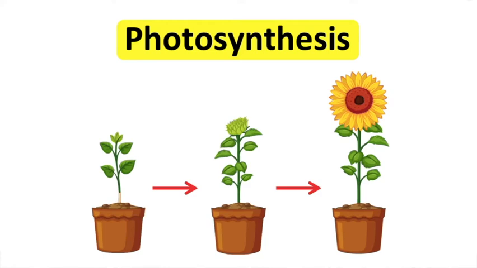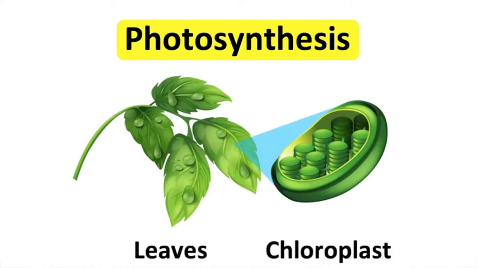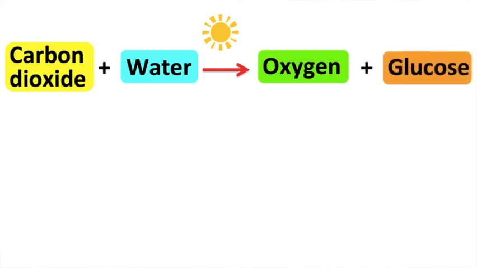Plants are producers. This means that they are able to make their own food. They do this by the process of photosynthesis. Photosynthesis takes place in the leaves of plants, specifically in the chloroplasts of leaves containing chlorophyll. The equation for photosynthesis is carbon dioxide from the air, water, and light energy, usually from sunlight. This reaction produces oxygen and glucose.